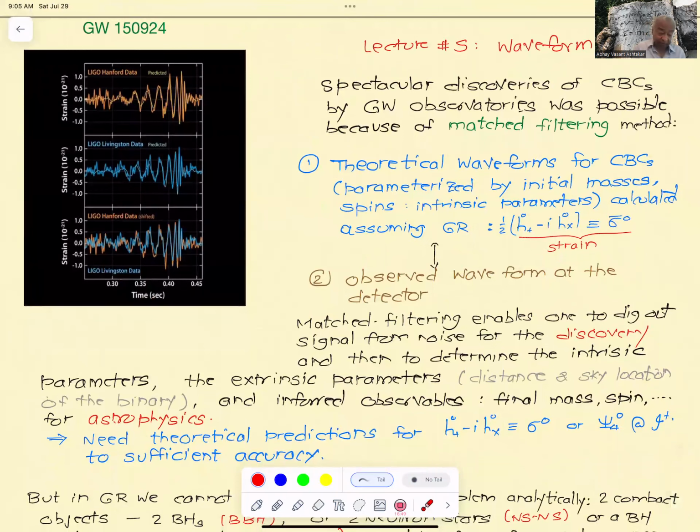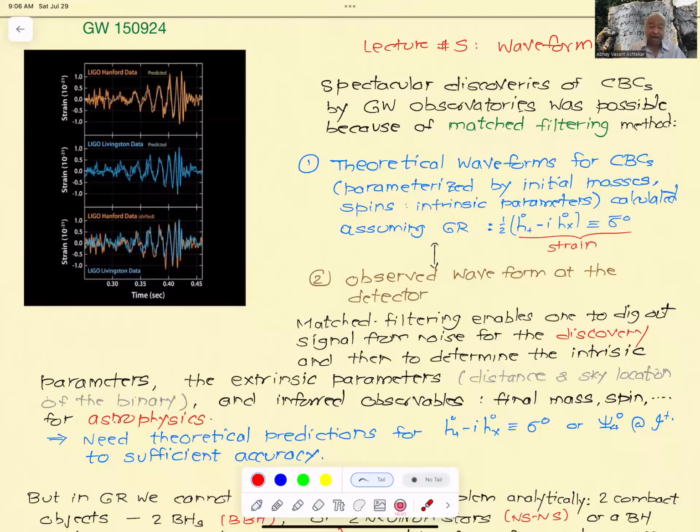And so waveforms. I gave you the first famous waveform, the discovery by the LIGO-Virgo collaboration. This discovery actually took place on the first day that the detector came online for the observation run, which is quite spectacular. And these discoveries of the compact binary coalescences by gravitational wave observatories were possible because of what they call the matched filtering method. The reason is that the noise in these detectors is quite large compared to the raw signal, and one has to dig the signal out of this noise.